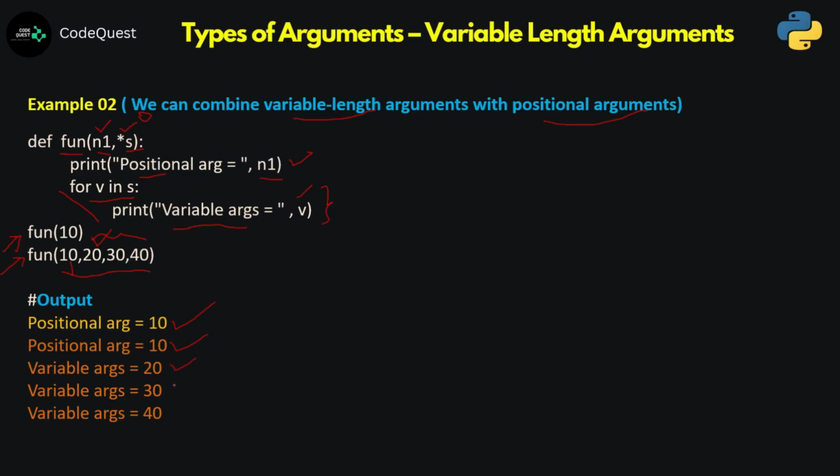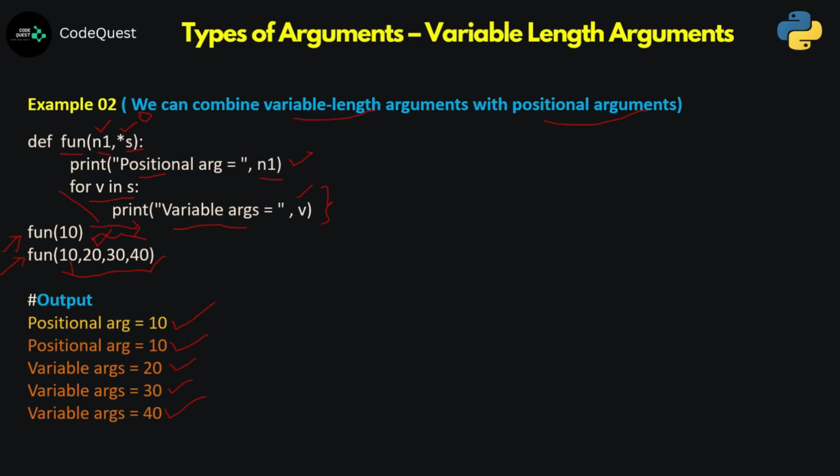Next time the v is going to look into 30, so I get variable args equal to 30. And for the last time, v is going to take up 40, so we get variable args equal to 40. So here this call has no arguments, or 0 arguments have been supplied for the variable length, whereas here we have supplied 3. Now you can increase the number of positional arguments.